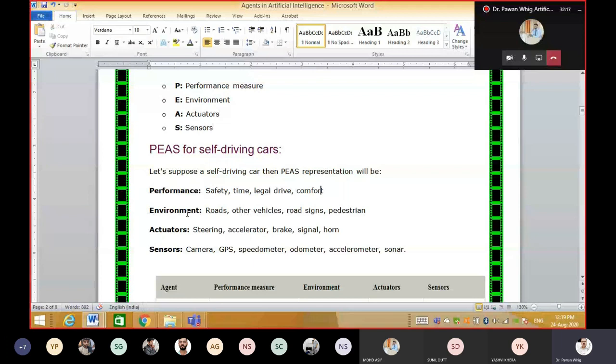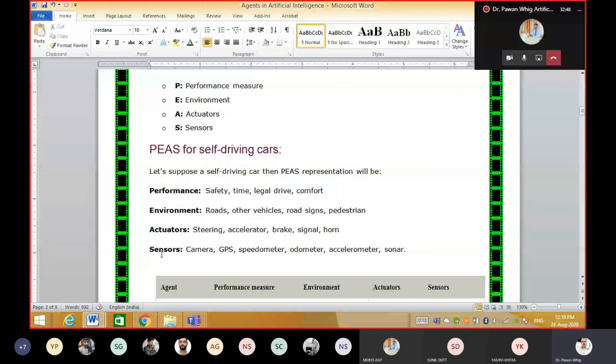Similarly, environment is what? Environment is the thing in which it operates, like roads. In the environment there are the road, the other vehicles, the road signs, the pedestrians. So these all are the environment. Actuators are something through which it will take an action, like the steering, the accelerator, the brake, the signal, the horn. These are the actuators in the self-driving car or any car.